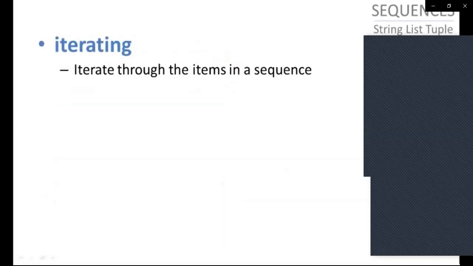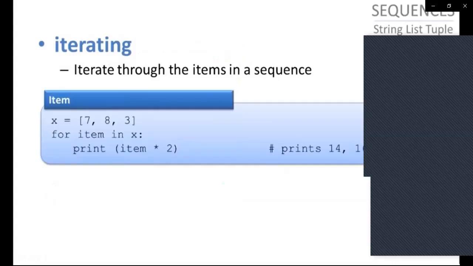Iterating, we can iterate through the items in a sequence using for loop. So if we have list of integers in x, we can say for item or any variable name in x, print or whatever we want to do to that variable name. It returns to us 1 list item at a time, each loop iteration.